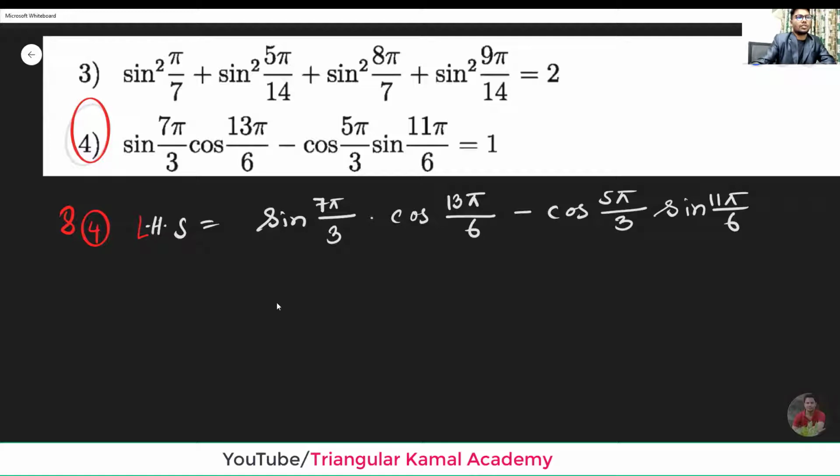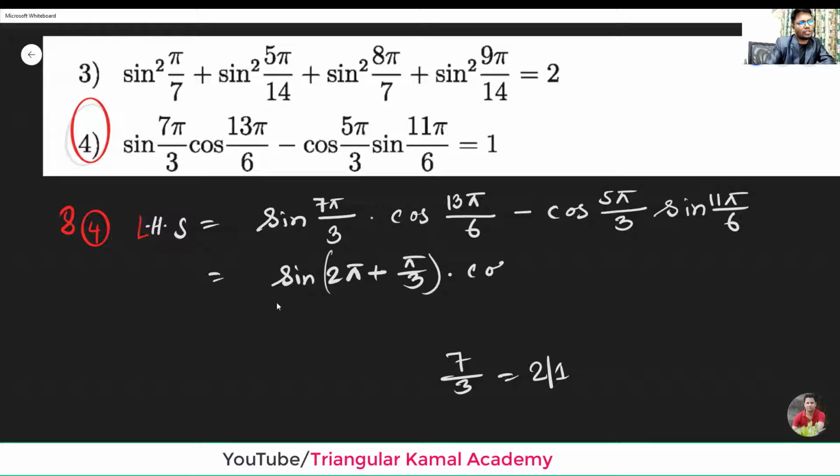Now first step, if the number is greater than 3, the difference between numerator and denominator is near to 2 times. If we divide 7 by 3, we get 2 times and remainder 1. So 2 times pi, remainder 1 means pi by 3. This is done, and multiply with the cos, and for cos 13 divided by 6, we get 2 and remainder 1. So twice pi plus pi by 6. In the same way here cos.